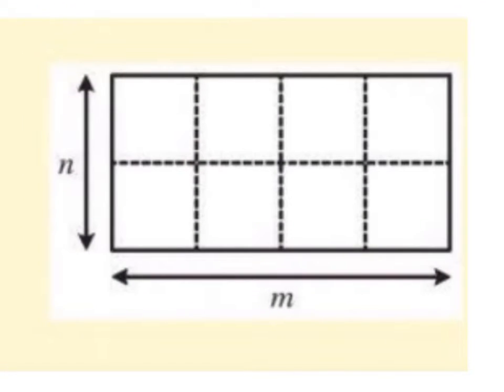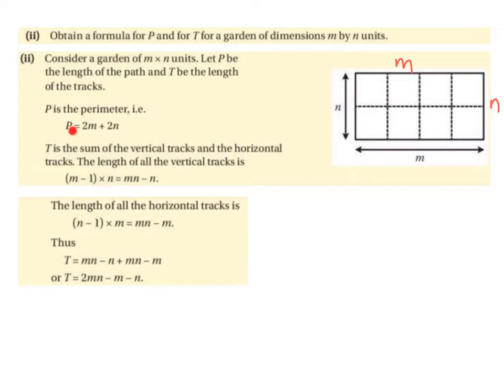So if this is our rectangle, and if this length is m, then this length is m. And if this length is n, then this length is n. And m plus m gives us 2m, and n plus n gives us 2n. So n plus m plus n plus m will give us the perimeter of our rectangle. So P equals 2m plus 2n.